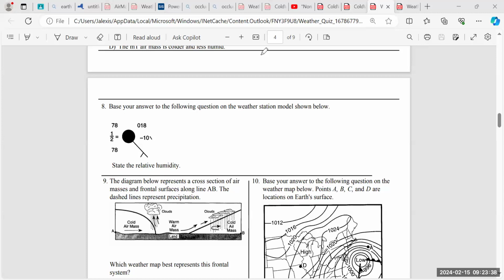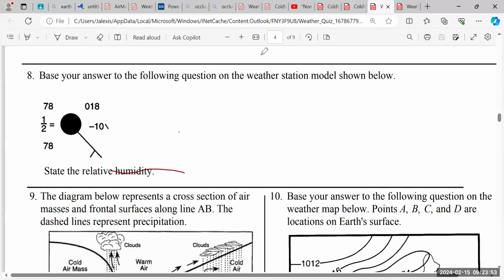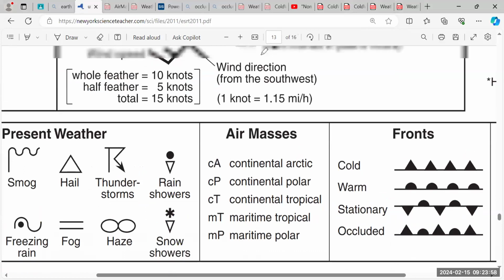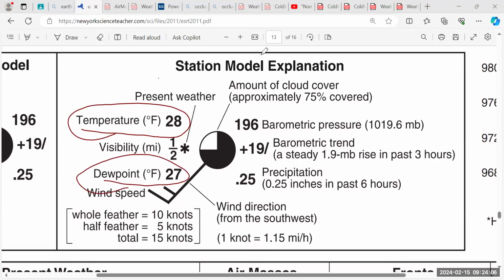All right, number 8. It says, base your answer to the following question on the weather station model shown below. And it says, state the relative humidity. When I'm given a weather station model, right, there are 2 numbers that are going to help me to determine the relative humidity. And what are these 2 numbers? It's going to be, right here, the temperature and the dew point. These are the 2 characteristics that I need to determine the relative humidity, temperature and dew point.